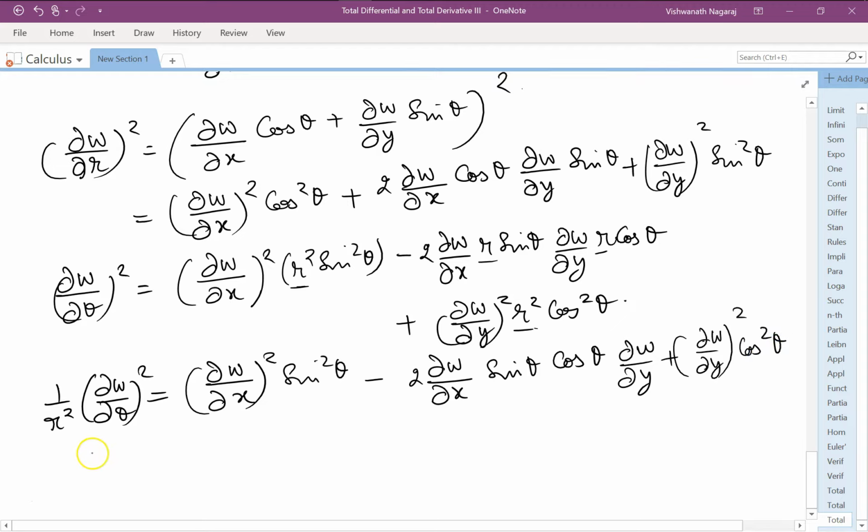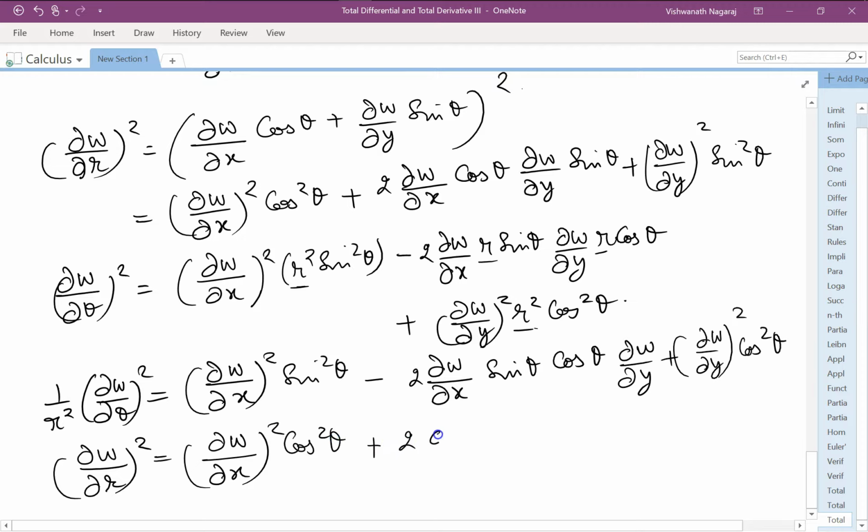Now let's bring in the other one, (∂w/∂r)² is equal to (∂w/∂x)² cos² theta plus 2 ∂w/∂x sin theta ∂w/∂y cos theta plus (∂w/∂y) whole square sin² theta.